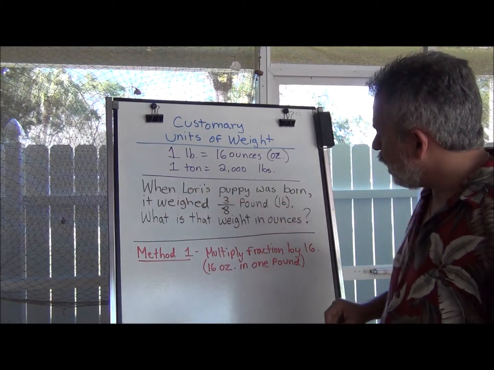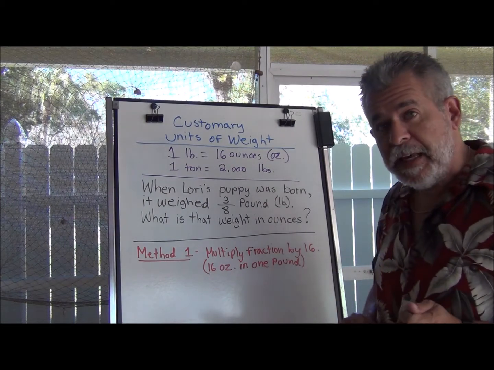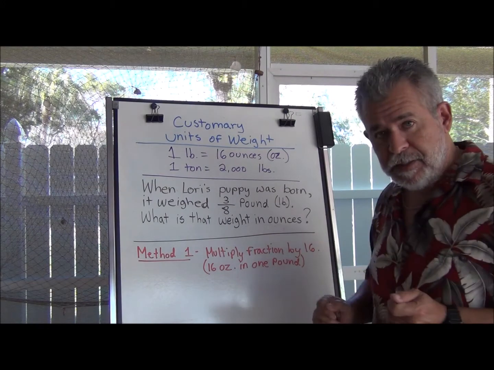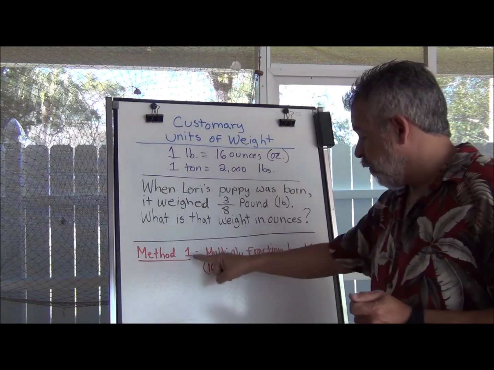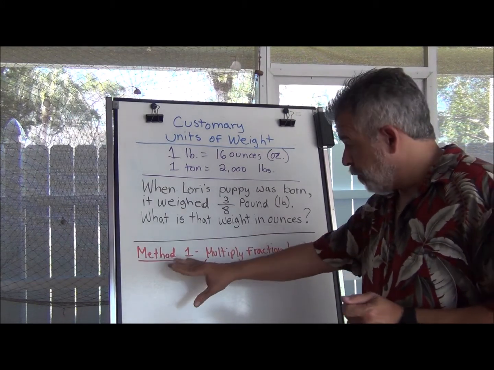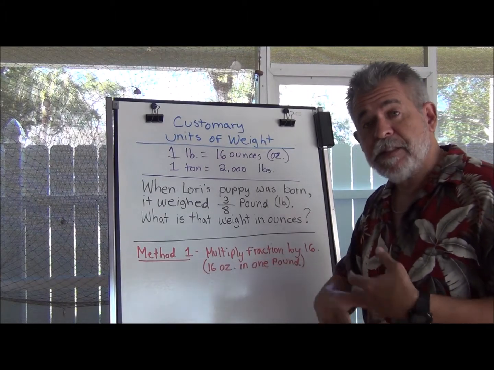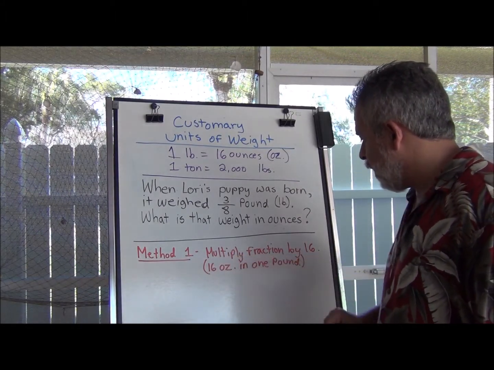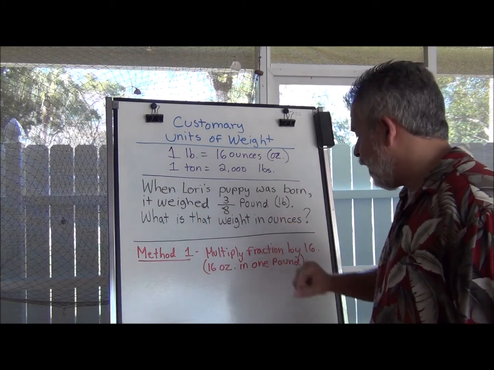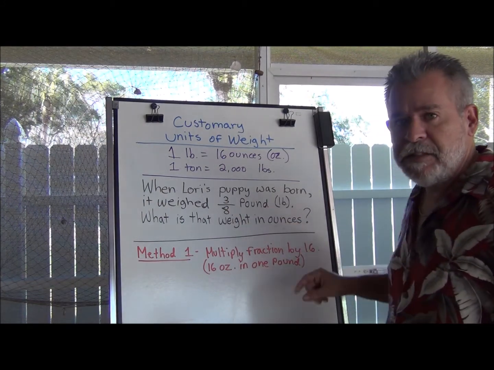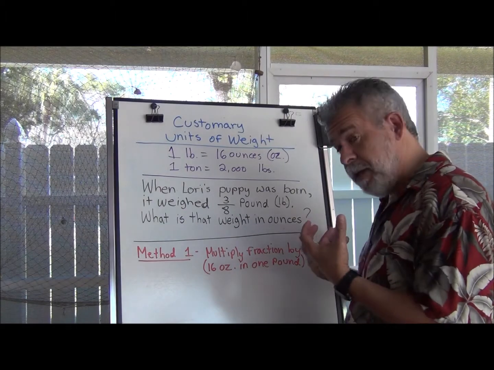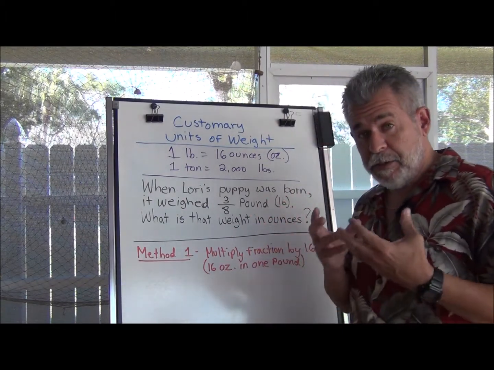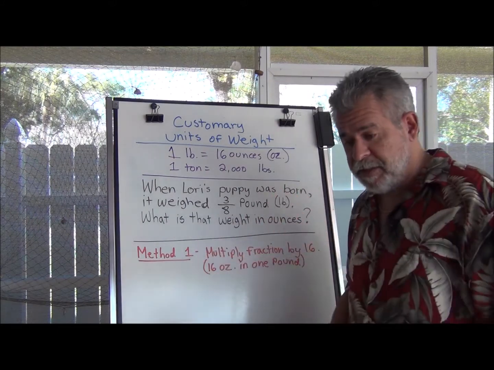So let's look at this first problem. When Lori's puppy was born, it weighed 3/8 of a pound. What is that weight in ounces? The first method I'm going to show you, and then when I'm done, I'm going to stop the tape, erase this, and we'll do a second method. The first method is to multiply the fraction, 3/8, by 16, because there's 16 ounces in a pound, and you're turning pounds to ounces. So the rule is you multiply by 16.